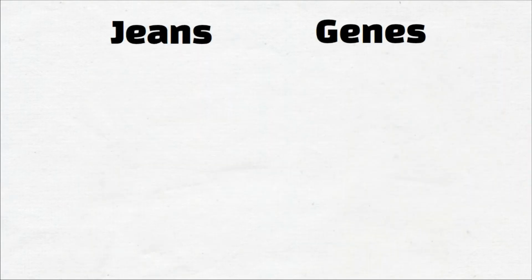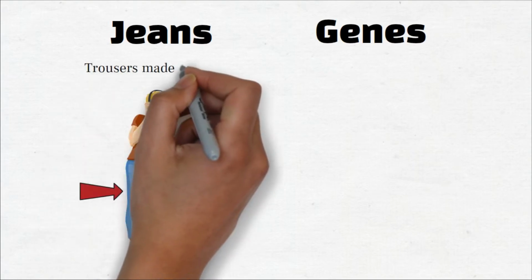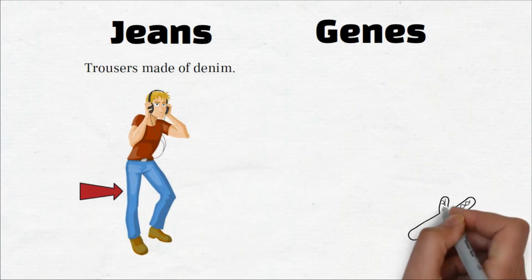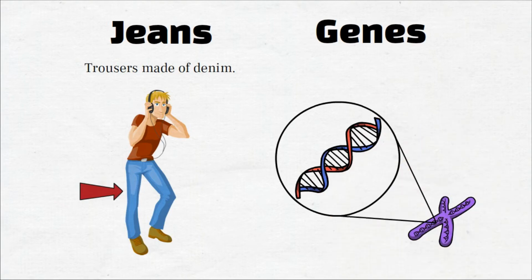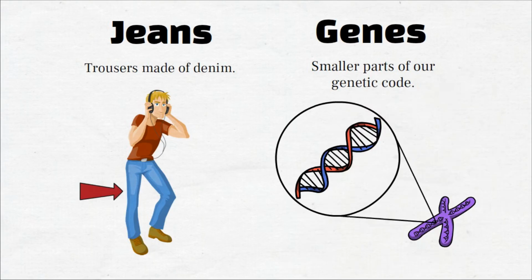Jeans. The first means trousers made of denim. And the second means smaller parts of our genetic code.